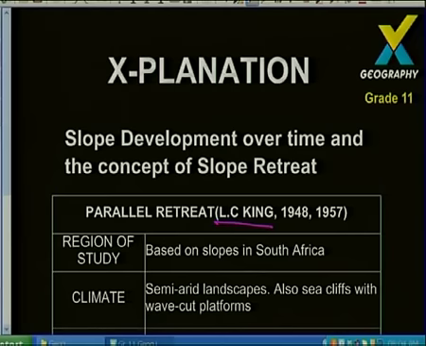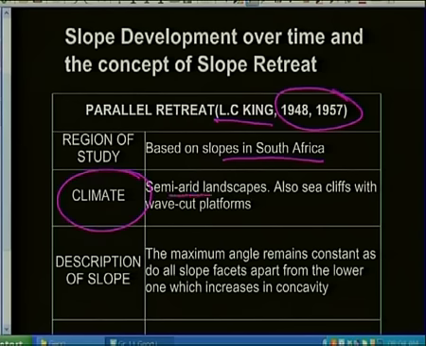Our last theory that we will look at is the Lester King theory, which was based in 1948 and 1957. His theory is commonly referred to as parallel retreat. His region of study was in South Africa, and the climate that he chose was the semi-arid landscapes, also sea cliffs with wave-cut platforms. So it stands to reason that the areas of the Great and Little Karoo became part of the Lester King theory.